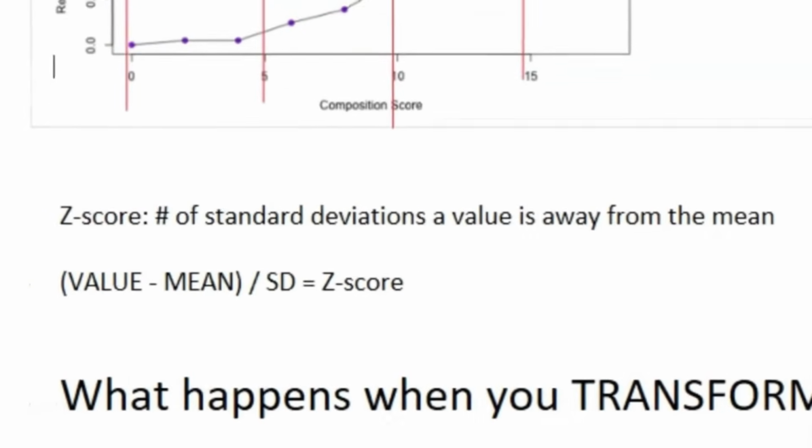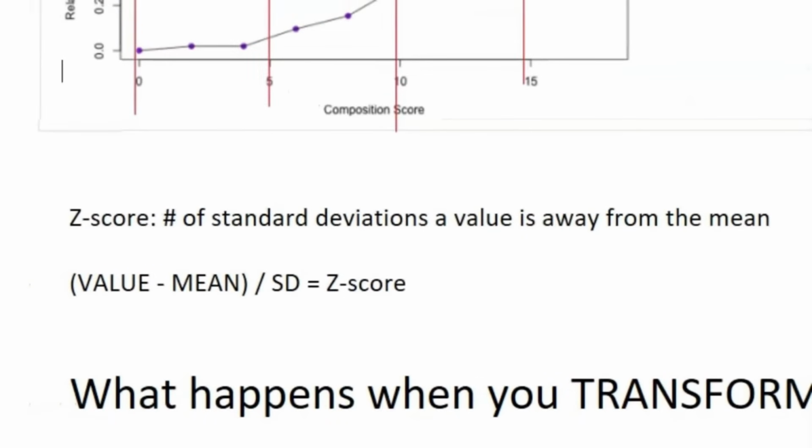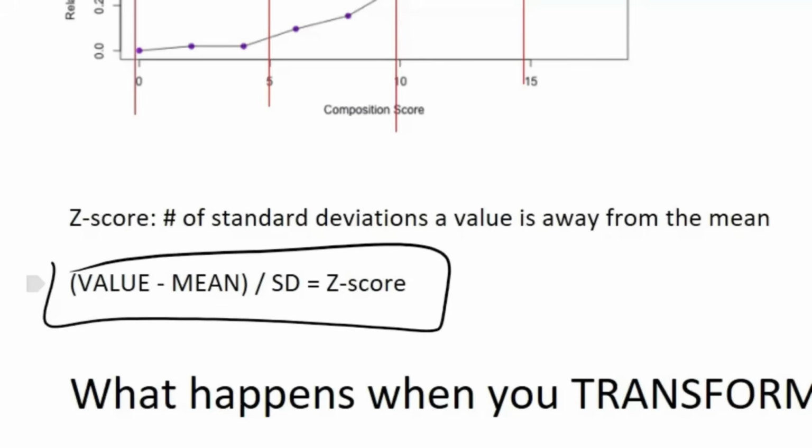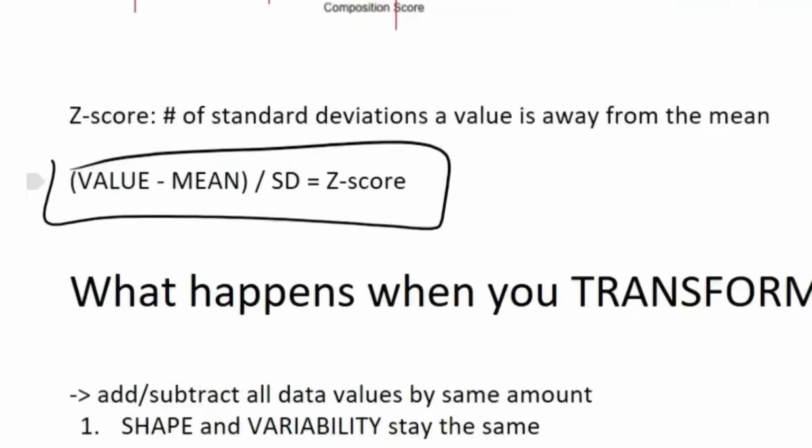Okay, so now let's talk about z-scores. So z-scores are tying back to the idea of standard deviations. Z-scores are simply the number of standard deviations a value is away from the mean, and this is the official equation for it. It's whatever value you're looking for the z-score for minus the mean, over the standard deviation.